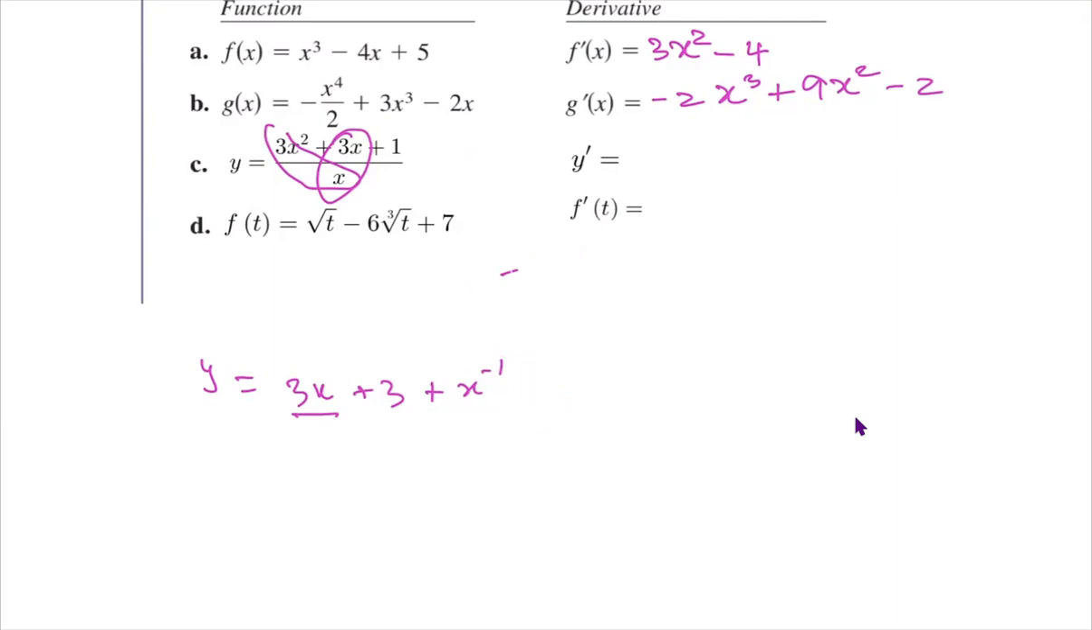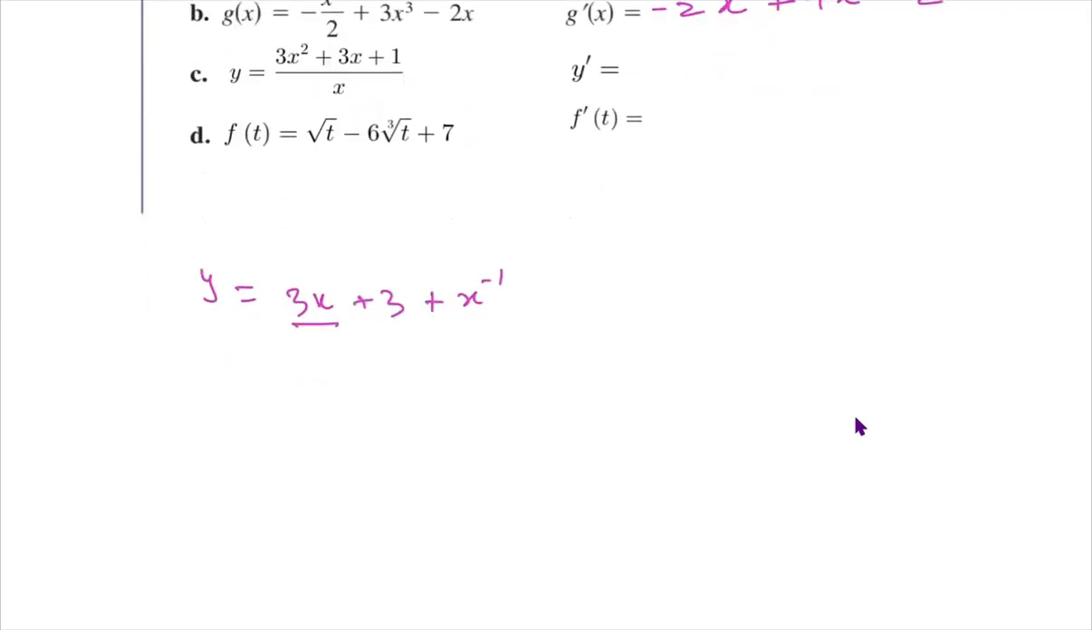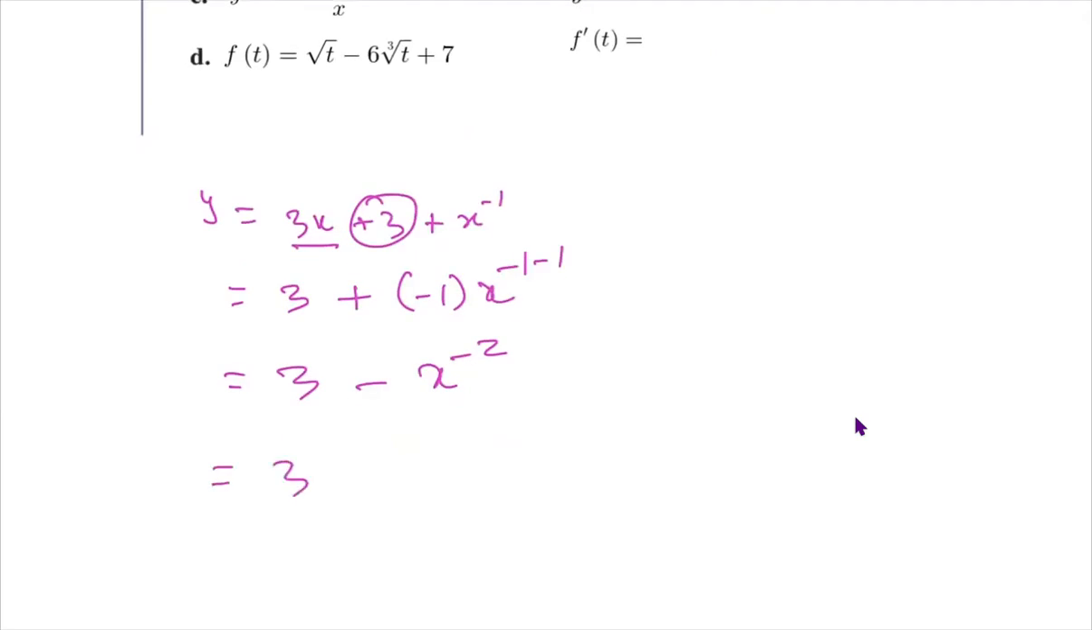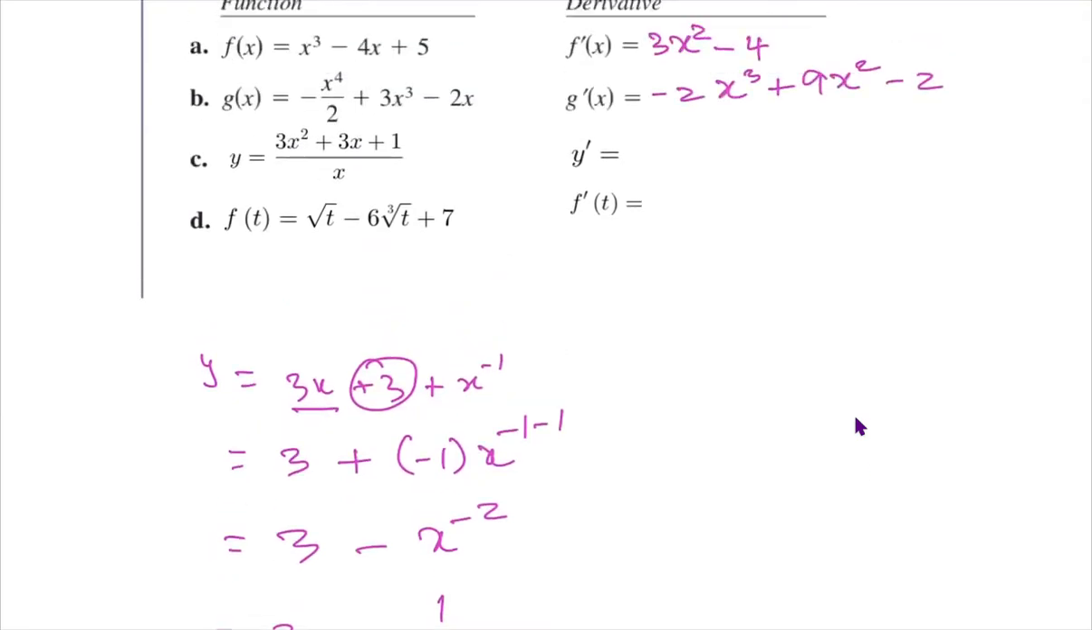So I have this. Then let's go ahead and find the derivative. So this one would be just 3. The derivative of this would be 0. And the derivative of the last term would be plus negative 1x to the negative 1 minus 1. So that's 3 plus minus x to the negative 2 power, or that's 3 minus 1 over x squared.